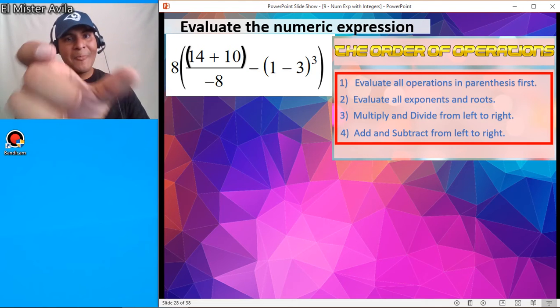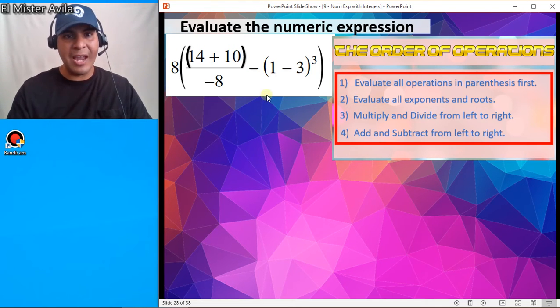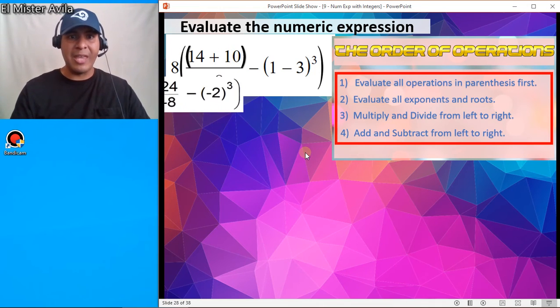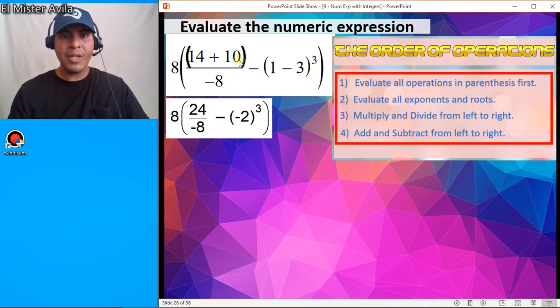Okay. Remember up there that since we have that fraction line, it acts like a parentheses on the 14 plus 10. Let's start with that first. 14 plus 10 is 24. Also, since I have these parentheses over here on the side, I subtracted 1 minus 3, gives us -2.